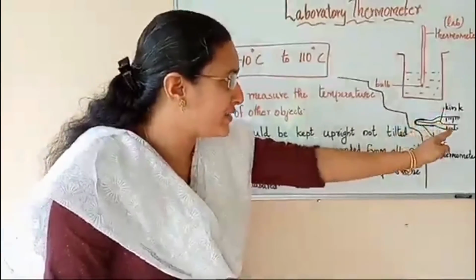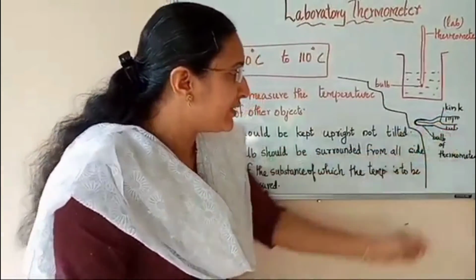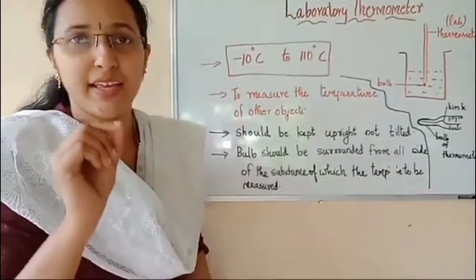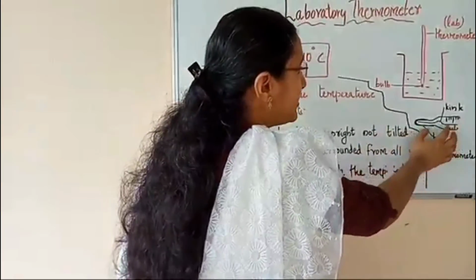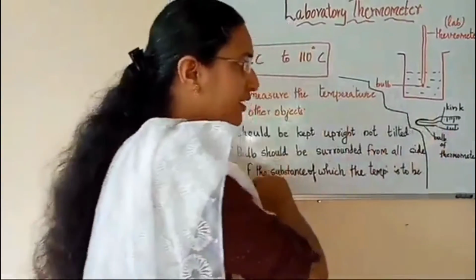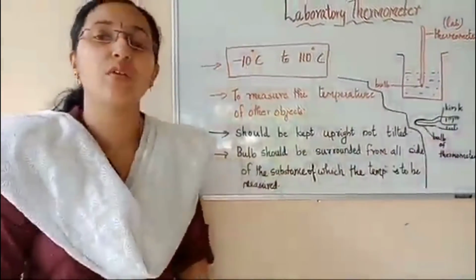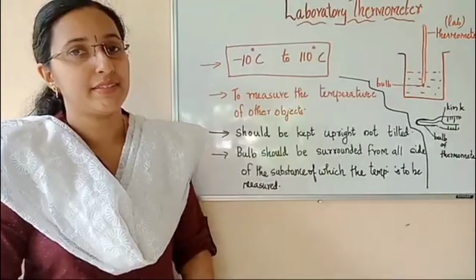And next one, I have drawn a thermometer and there is a kink, K-I-N-K. The kink is there between the bulb and the scale, and it is known as the kink. The kink prevents the falling down of mercury. And it is there in the textbook.